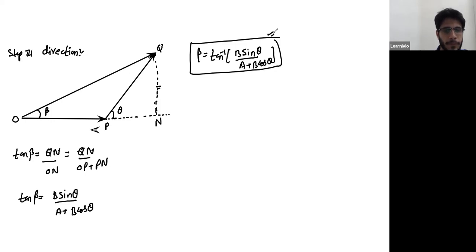The difference is in geometrical construction. In parallelogram law, the diagonal represents the resultant vector, while in triangle law, it's the closing side of the triangle which represents the resultant vector. So the major difference between parallelogram law and triangle law is that of geometrical construction. Otherwise, the formula of magnitude and direction is the same. Okay, just note it down.